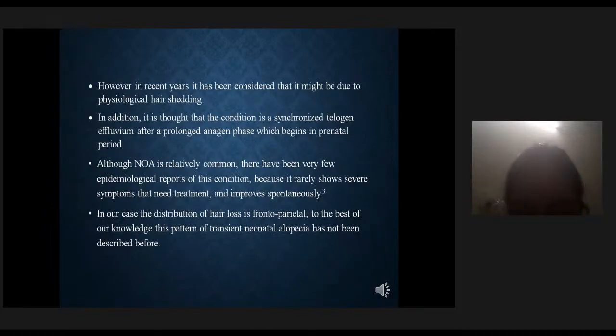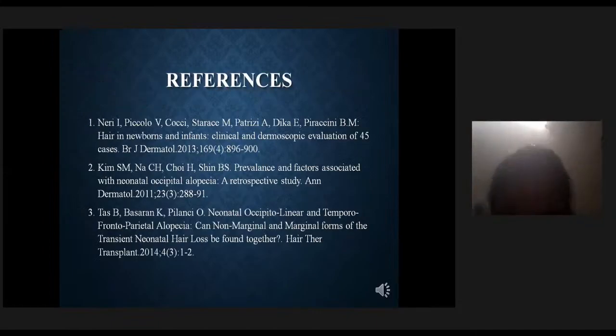For many years, its etiology was thought to be due to friction caused by the neonate's sleeping position. However, in recent years, it has been considered that it might be due to physiological hair shedding. In addition, it is thought that the condition is a synchronized telogen effluvium after a prolonged anagen phase, which begins in the prenatal period. Although neonatal occipital alopecia is relatively common, there have been very few epidemiological reports of this condition because it rarely shows severe symptoms that need treatment and also improves spontaneously.